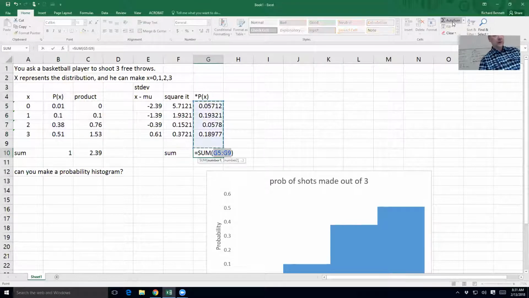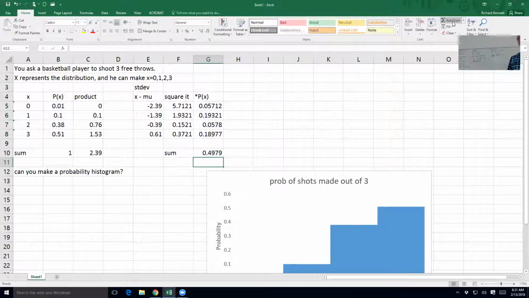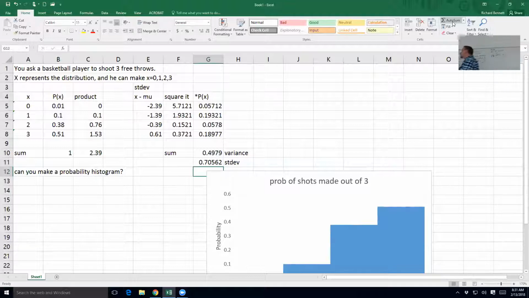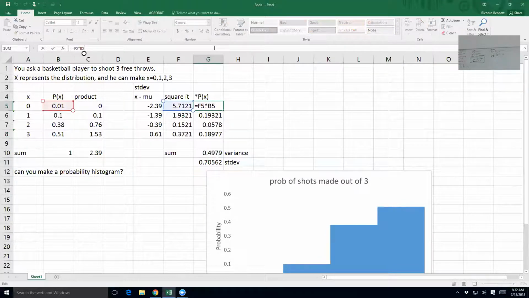Okay. So if I sum that, I get 0.4979. What is that number? That's your variance. How do I find my standard deviation? Equals the square root of that number there. Okay? What'd you say? We're going to multiply by the probability of x. So basically, I take whatever I squared. Okay?